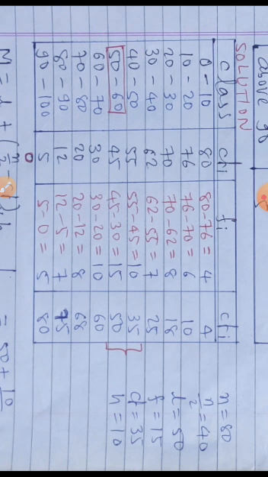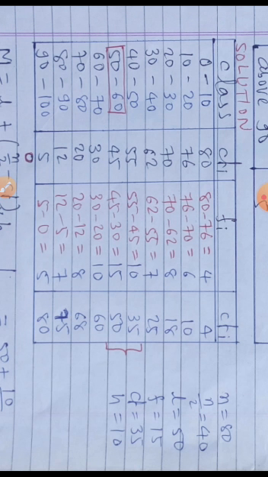Okay, otherwise 5 minus 0 is 5. Now take the difference of two consecutive numbers. So that is found: 12 minus 5, 20 minus 12, 30 minus 20, 45 minus 30, 55 minus 45, 62 minus 55, 70 minus 62, 76 minus 70, 80 minus 76. So the frequency column is found, and that is 4, 6, 8, 7, 10, 15, 10, 8, 7, 5.